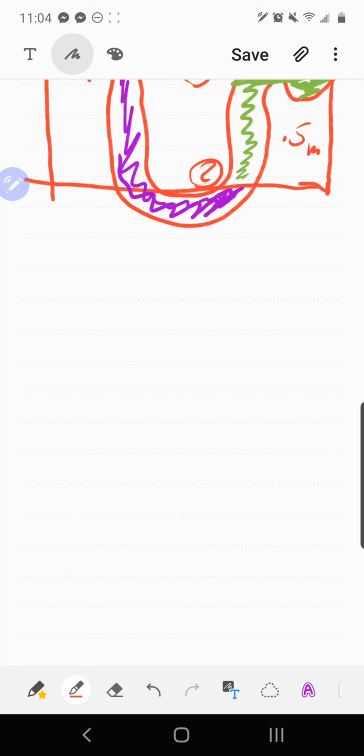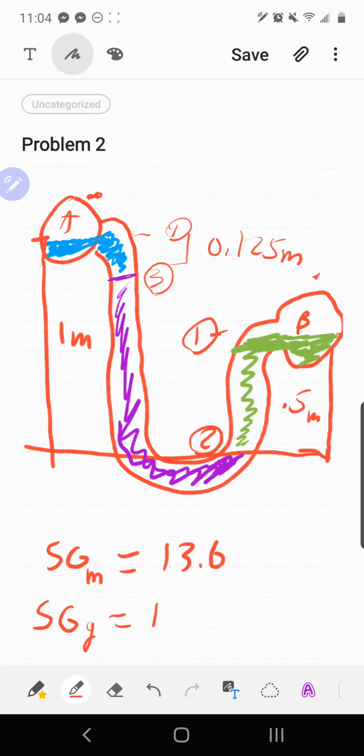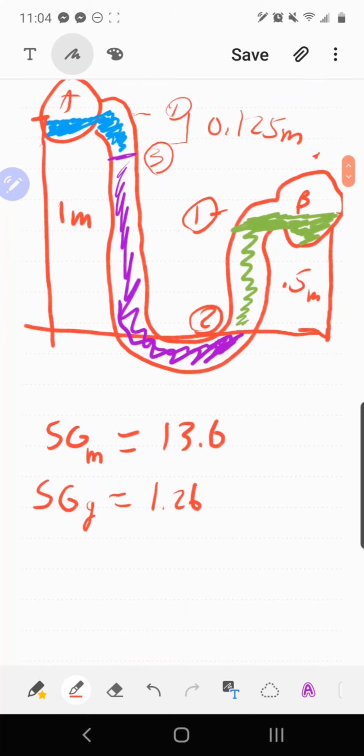Let's see. What most nearly is the difference in pressure between point A and B? We want to find the difference in pressure between this point and this point. Okay, we have Sg of mercury, 13.6, and then the Sg of glycerin, 1.26, and water is water. No Sg for water because it's water. All right, what is the pressure difference? All right, okay, how do we deal with this?